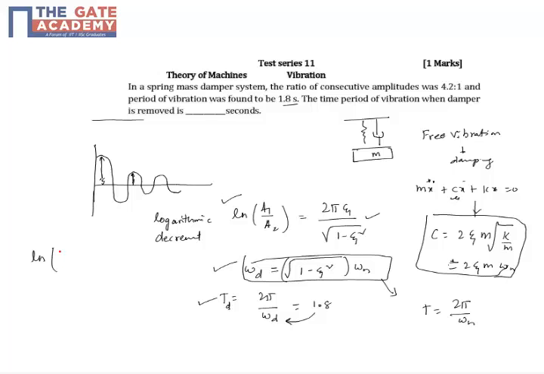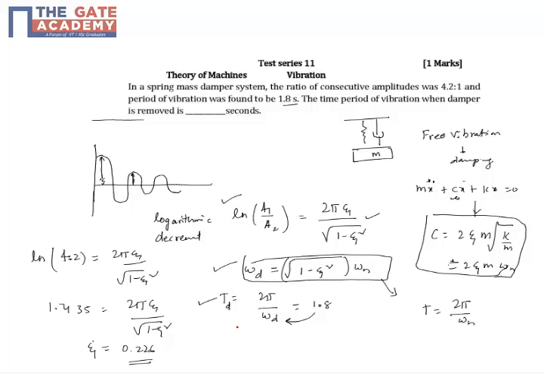and get the damping ratio from the first equation: ln 4.2 equals 2 pi j by root 1 minus j square. For ln 4.2, when you take the logarithm in your calculator, it's 1.435, and that equals 2 pi j by root 1 minus j square. Now you take the square root and solve, and you get j as 0.226. That is the damping ratio.